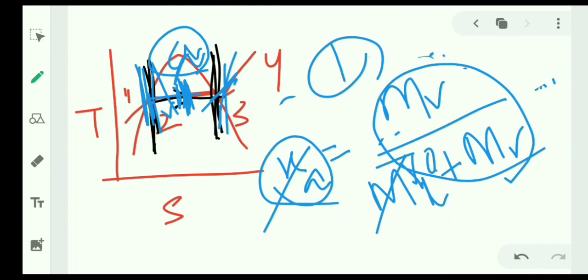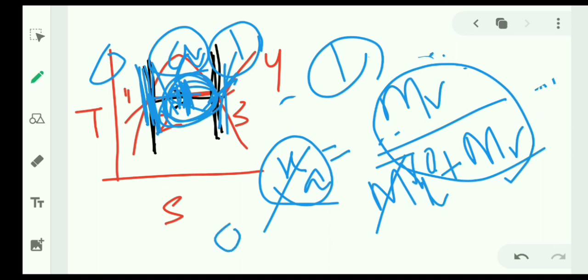So in the saturated liquid region the dryness fraction is 0, and in the saturated vapor region the dryness fraction is 1. In between the saturated liquid region and the saturated vapor region, the dryness fraction will be between 0 and 1. So 0, x and 1. This is the dryness fraction.